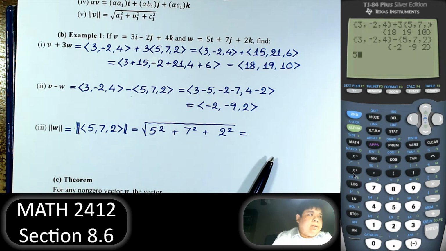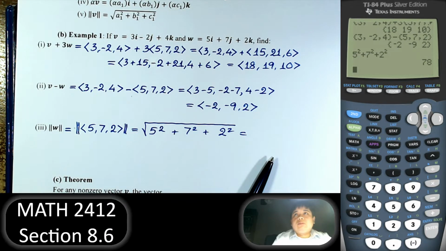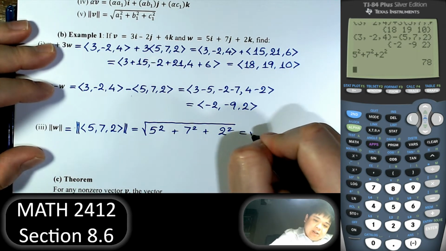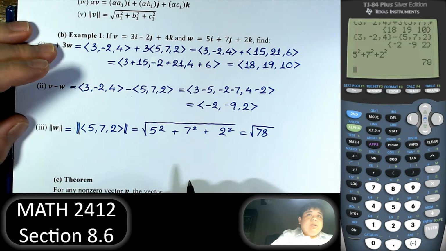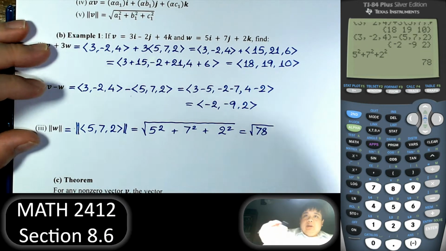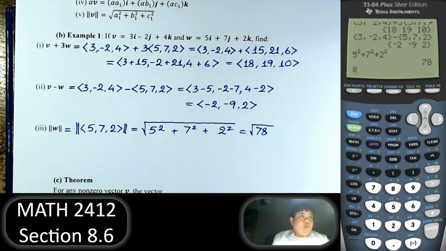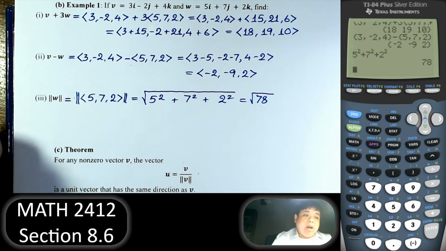So 5 squared, 7 squared, and 2 squared. We have 78. And I'm just going to leave it at square root of 78, because 78 is 3 times 26, and we cannot really bring anything outside the square root. So that's what we have. Right.